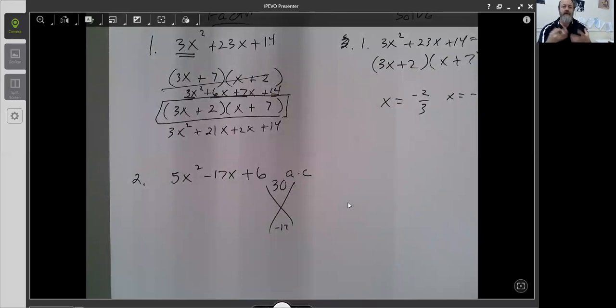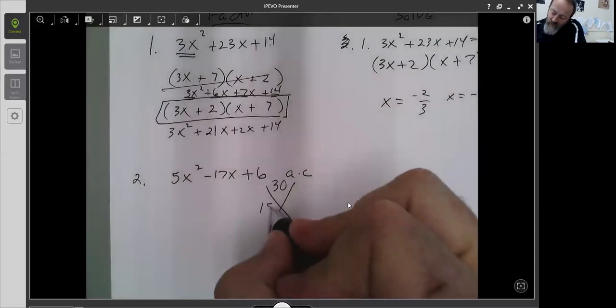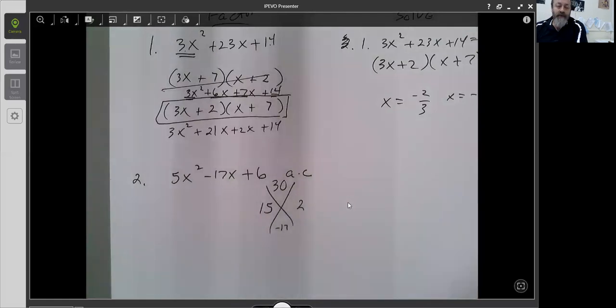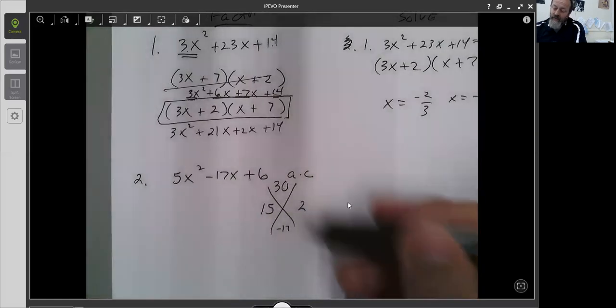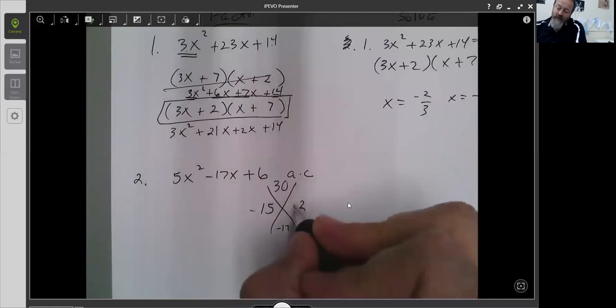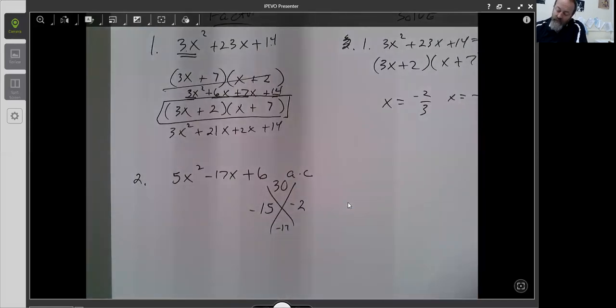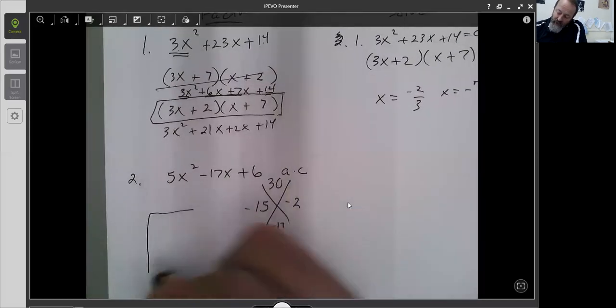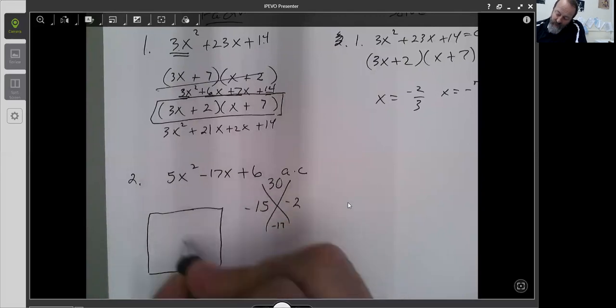And then we think of what numbers would have a product of 30. And I know everybody thinks, oh, it's got to be like a 6 and a 5. 6 times 5 is 30, but that's not the only one. We also have 15 and 2 would be 30. And of course, if the product is positive, but the sum is negative, that would make both of these values negative.